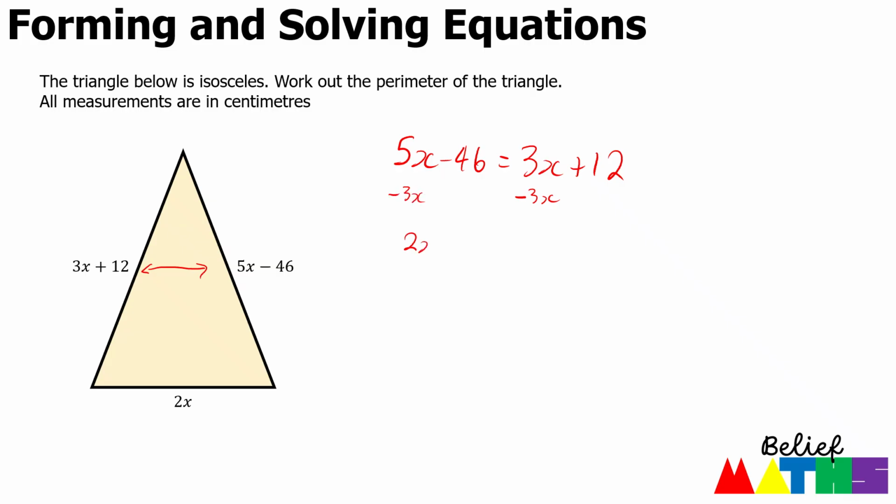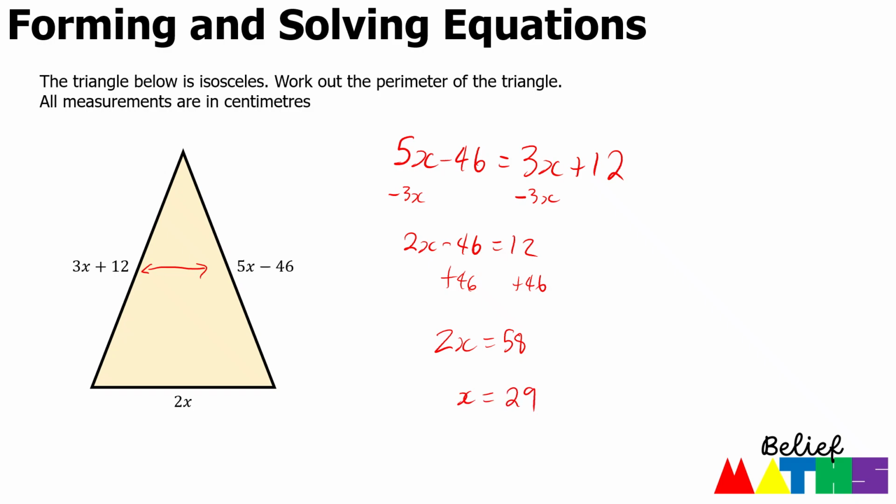That gives us 2x plus 46 is equal to 12. Taking away 46, so adding now 46 to both sides, you get 2x equals 58. And then dividing by 2, x equals 29.